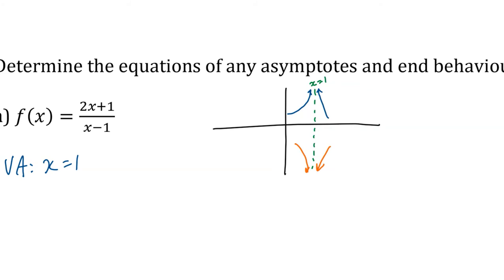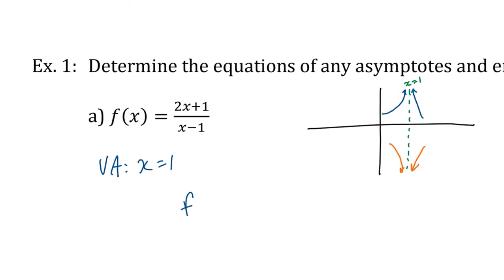Which one is it? What are numbers just to the left of that asymptote? You might want to say 0, but 0 is not close enough to actually be close to an asymptote. So what's an x value that's very close to 1, but smaller than 1, to the left of 1? 0.9. Sure, let's use it. Punch that into your calculator: 2 times 0.9 plus 1 over 0.9 minus 1.